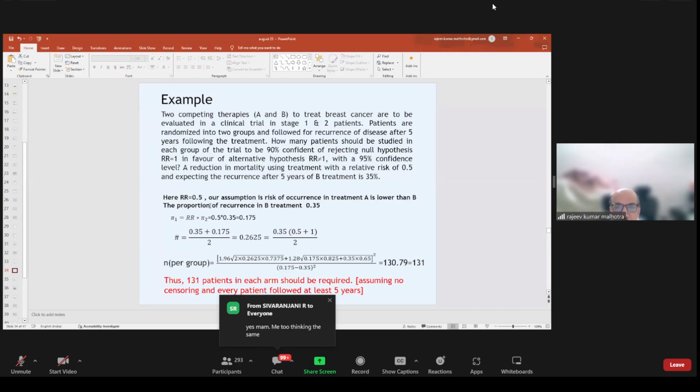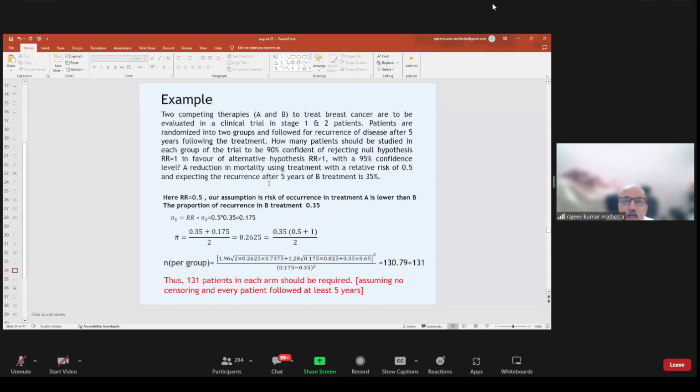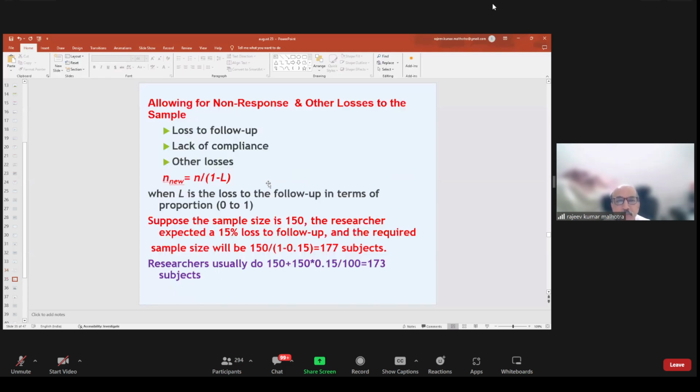So for the relative risk having the proportion in the non-exposed population, these are the methods for calculating this one. Now we come to allowing for some adjustment. This is the common error the students make in calculation of the sample size. So I think I will explain that.